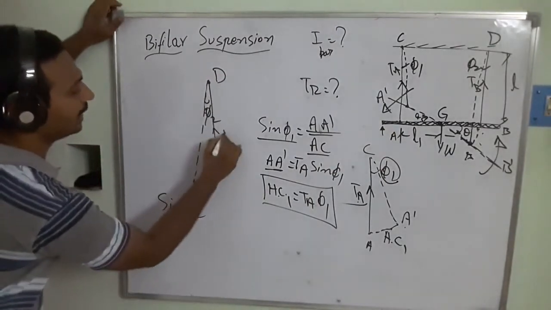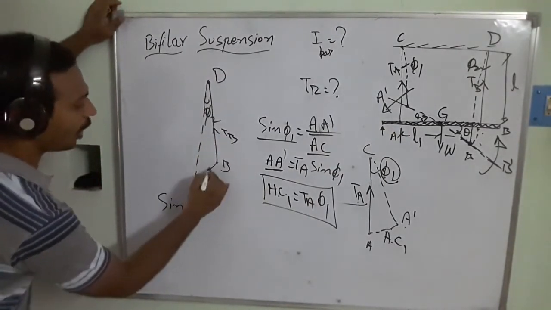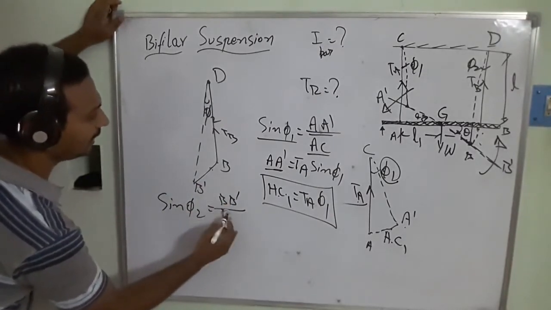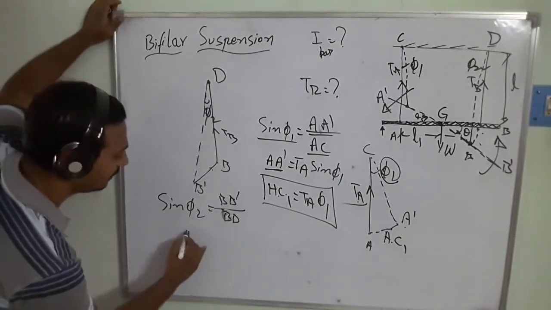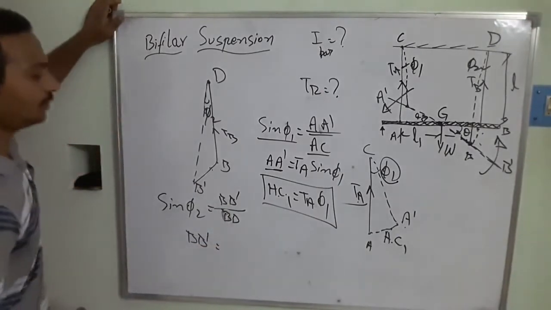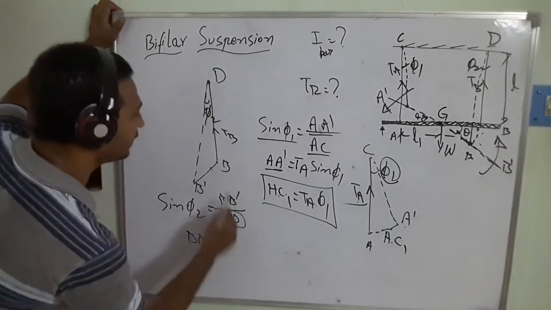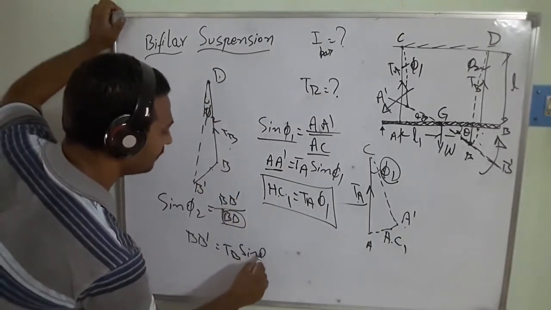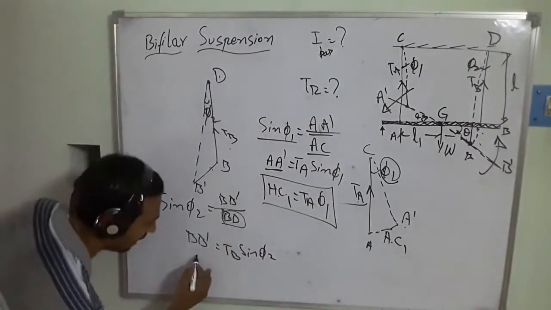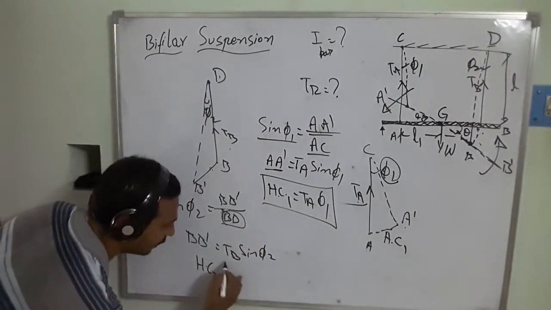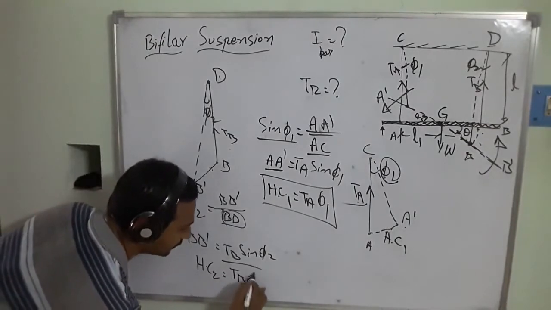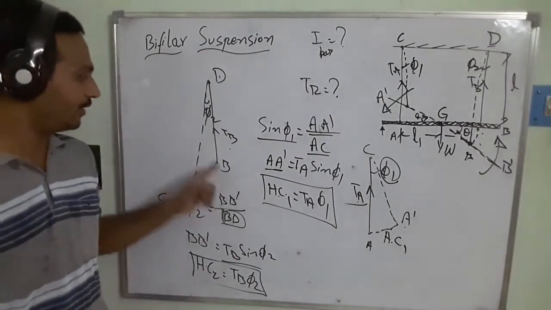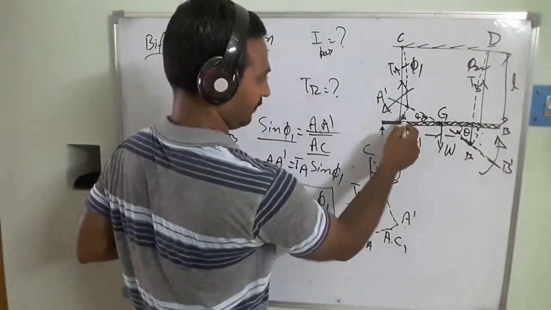So we know that sin phi 2 is equal to the opposite side, B dash, divided by BD. So B dash is equal to, what is the formula we have? BD is equal to TB into sine phi 2. With further simplification, I can say horizontal component 2 is equal to TB into phi 2. Alright, so we got the horizontal component for this position and for this position also.